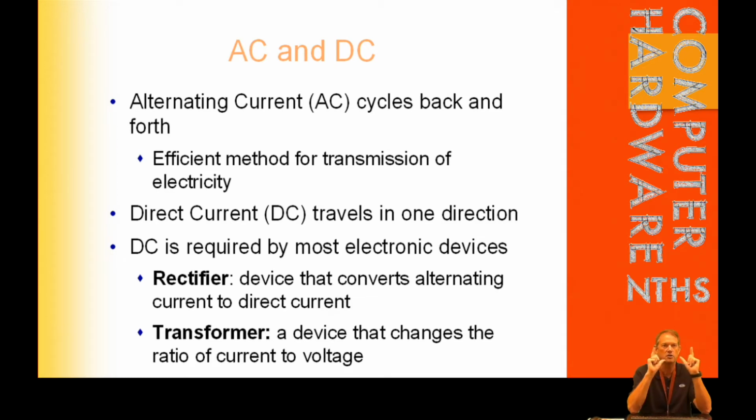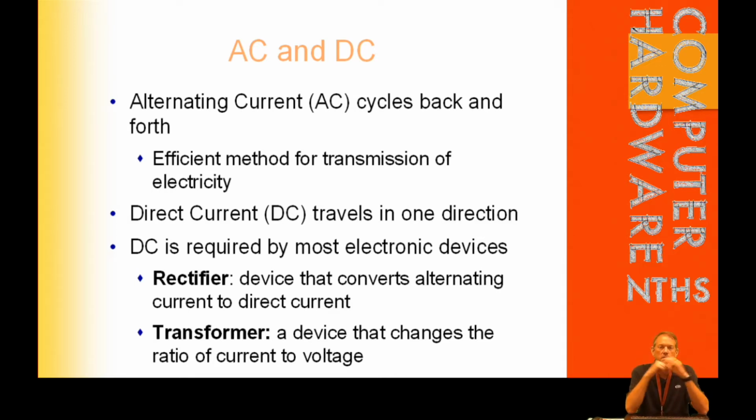So let's first talk about alternating current. Alternating current is what our house runs on, what our wall plugs are. It cycles back and forth, and the big thing here is this first bullet. It is the most efficient way to transmit electricity over long distances. If it wasn't, that wouldn't be what we plug in.